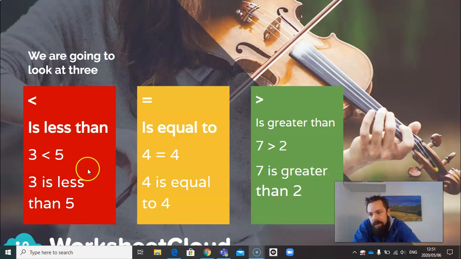Now I'm sure that you've probably looked at this in class, and your teacher might have used the crocodile example. So thinking of this as an open crocodile mouth that's facing that way, and this is an open crocodile mouth that's facing that way.